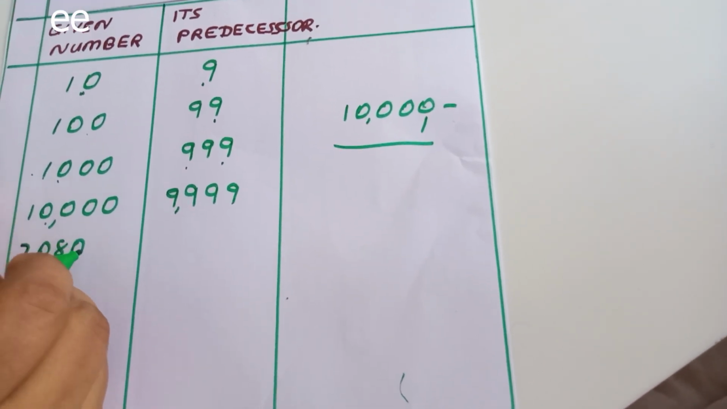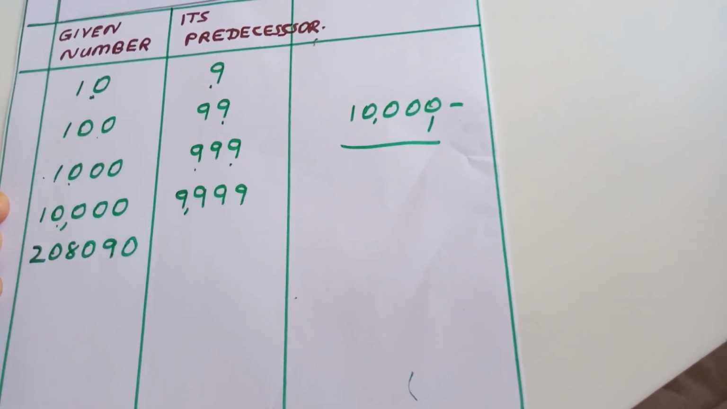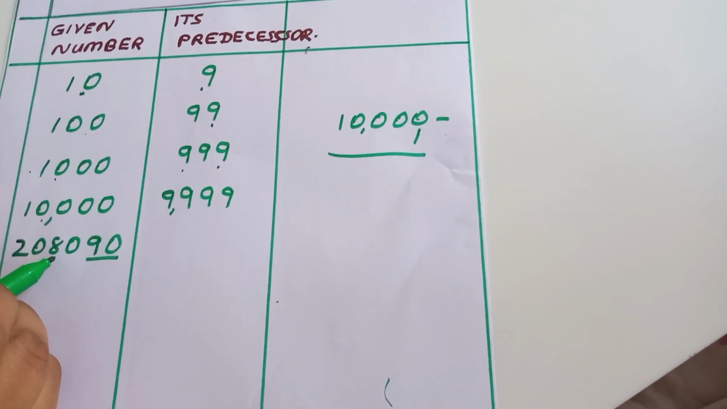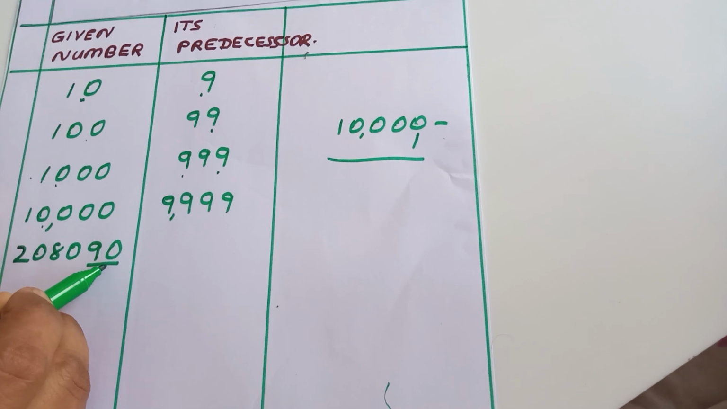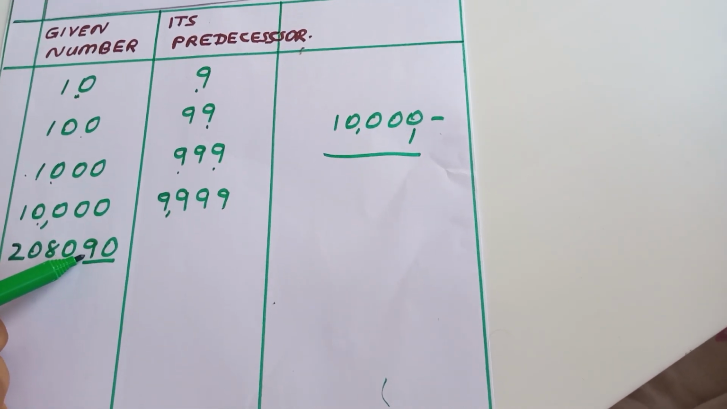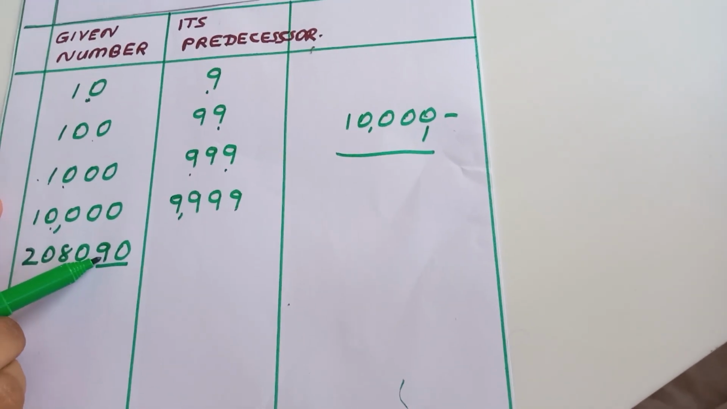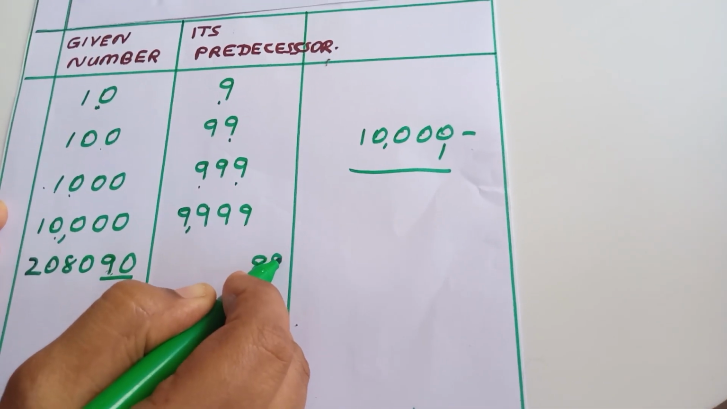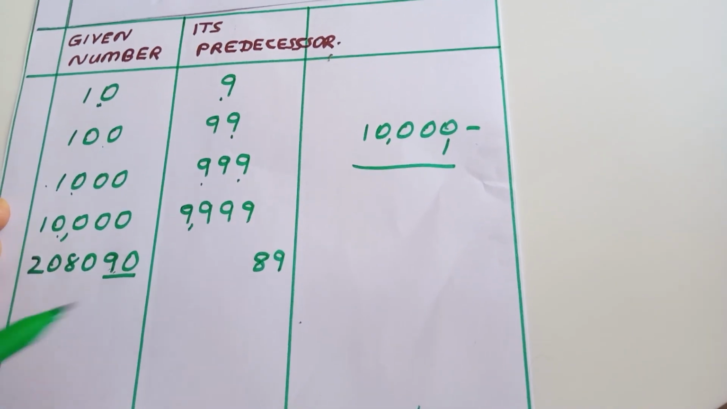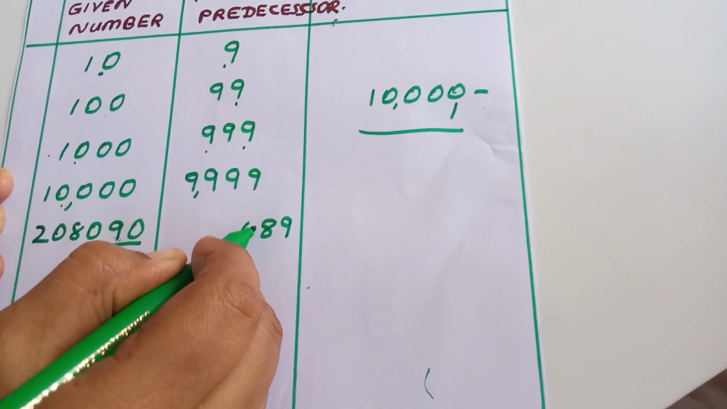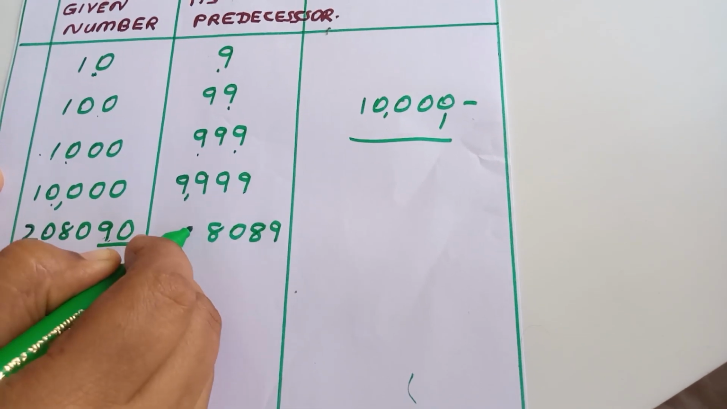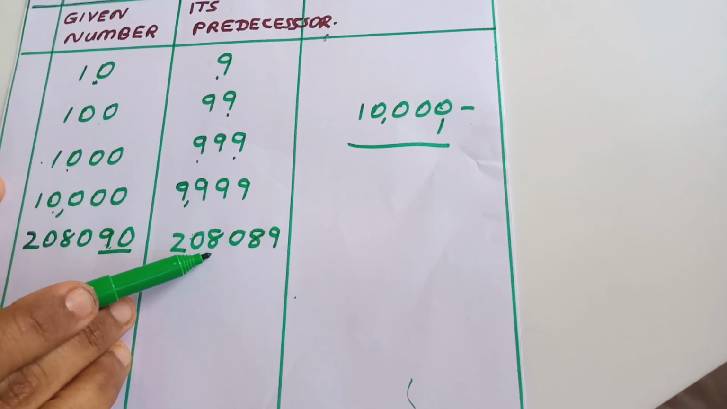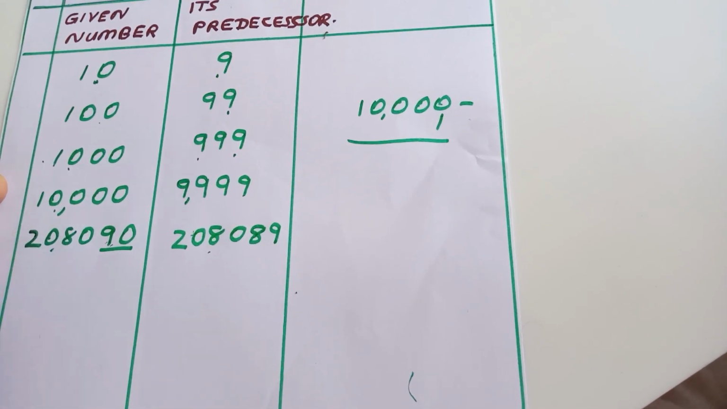Next problem is, in your textbook, a number like this is given. So, just think of the last two numbers, or if you want, you can think of the last three numbers. Here, only two numbers are needed. Just think of this. This number is 90. Any kid can say that its previous number is 89. So, just write down 89 and write all the remaining numbers as it is. So, this number will be the predecessor of this number.